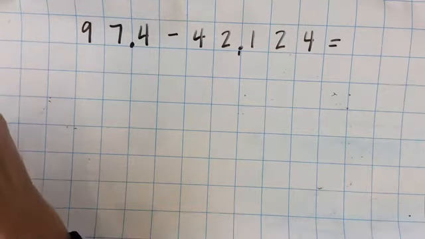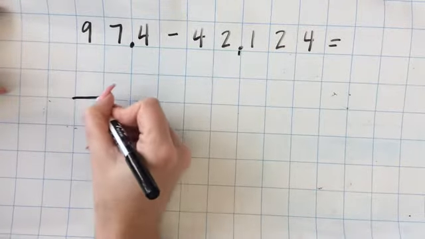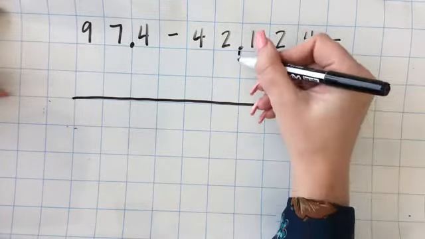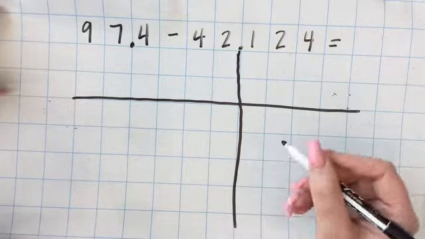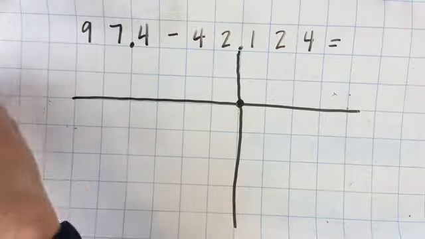We're going to do some subtraction of decimals. So the very first thing that I'm going to do is draw myself a big place value chart. This helps me keep everything very, very organized. Here's my decimal point. And what do I have here?